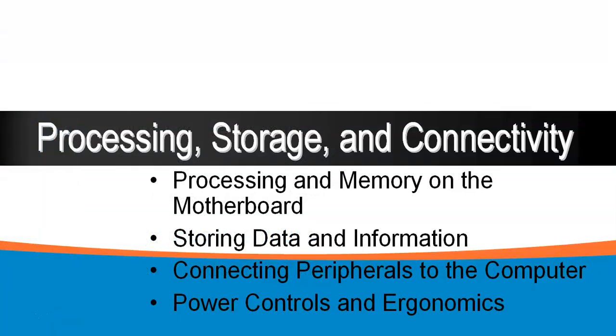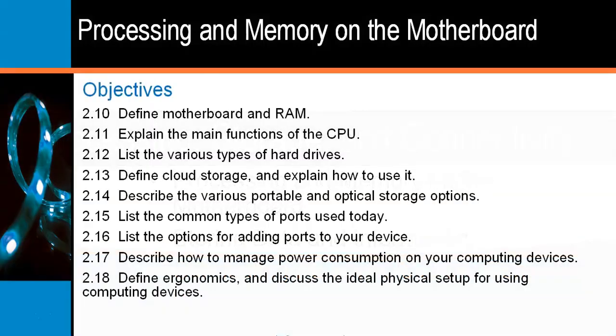Okay. When we talk about the capabilities of a computer to process, store, and connect, we're talking about the processing and the memory that are on the motherboard, the storing of the data and the information and where they go, the connecting of the peripherals of the computer, and the power controls and the ergonomics of a computer. And when we talk about this, we are specifically going to be talking about what a motherboard is, what random access memory, or read and write memory, known as RAM, is. We'll talk a little bit about the main functions of the CPU.